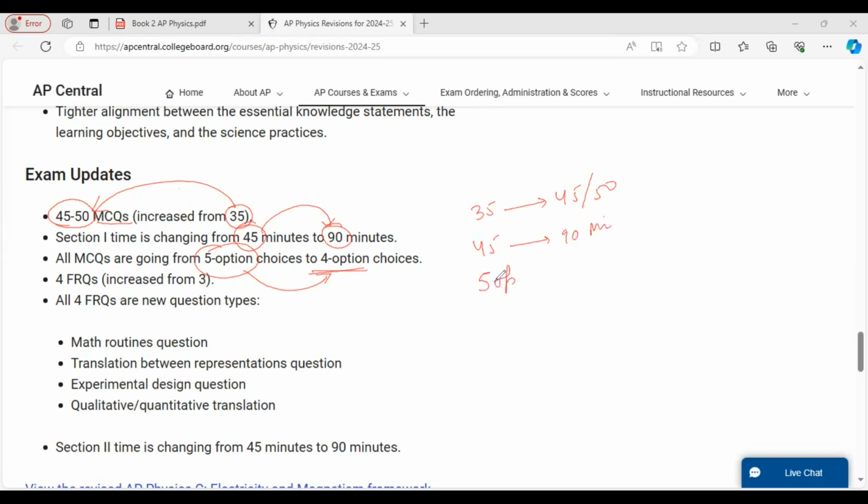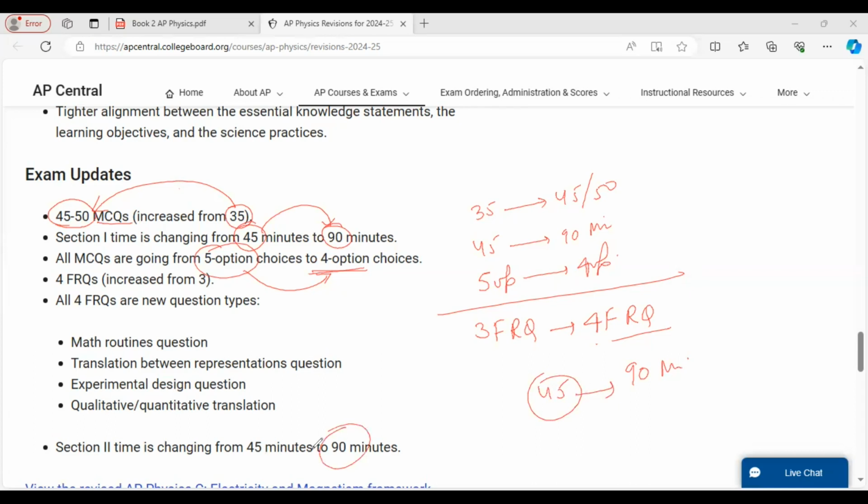options change from 5 to 4, and previously we had 3 FRQs, free response questions. Now we will have 4 free response questions. That's the major change. And for this we now have 90 minutes. Previously it was 45 minutes. Now for this we will have 90 minutes. So this is the major change in the examination pattern for 2024.